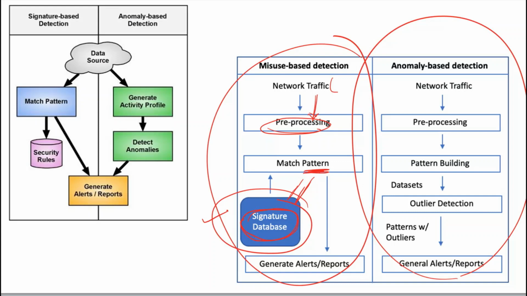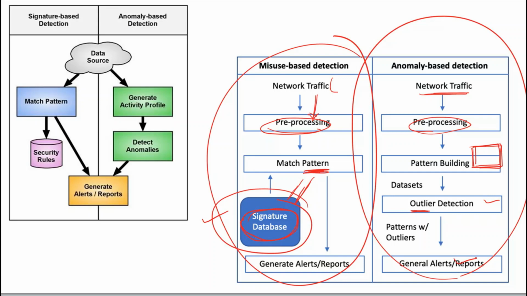Now if you go for the anomaly based, same, I am just capturing the network traffic. It could be an event or traffic. So we are doing pre-processing. Then from this pre-processing we are going to build a new pattern. A pattern will be built. Then we are going for the outlier detection. So we are going to identify whether he is an attacker or not. Outlier detection means identifying whether he is an outside person or an intruder. Then we are going to create the alert or the response. So this is the anomaly detection.